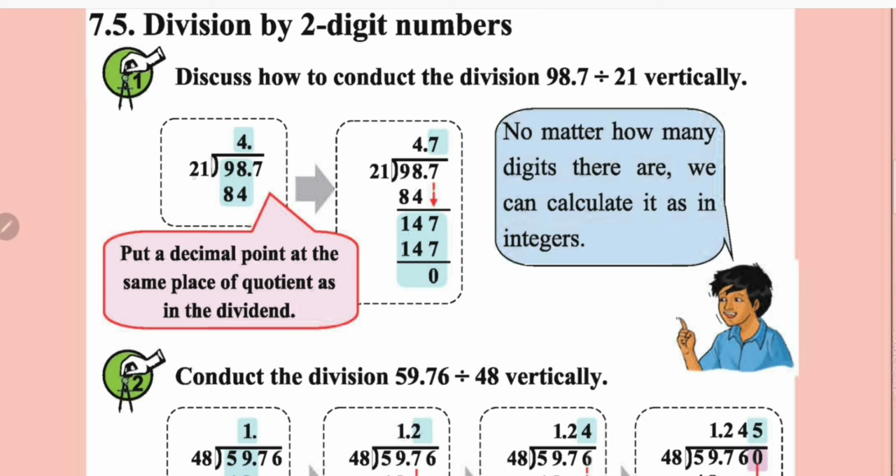Okay, like 21. So 21 4 is 48, 84, 4 4 is 4, 4 2 is 8. So 98 minus 84 is 14. Put a decimal point, 7 will come down. Okay, so 21 7 is 147, 7 1 is 7, 7 2 is 14. Okay, so the answer is 4.1.